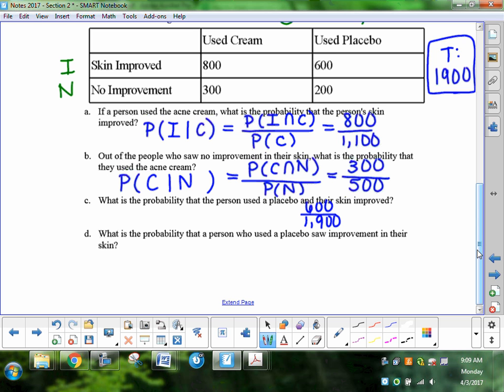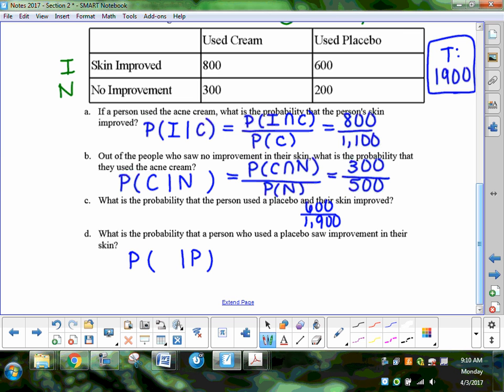So looking at that, Riley, what needs to happen? What's the pool you're drawing from? Where are you pulling from? What's your population you're looking at, Riley? Those that use the placebo, and out of that group, what are you looking to see? There you go. So it's improvement given placebo, which means you need to find the probability of improvement and placebo over the number of people who use the placebo.